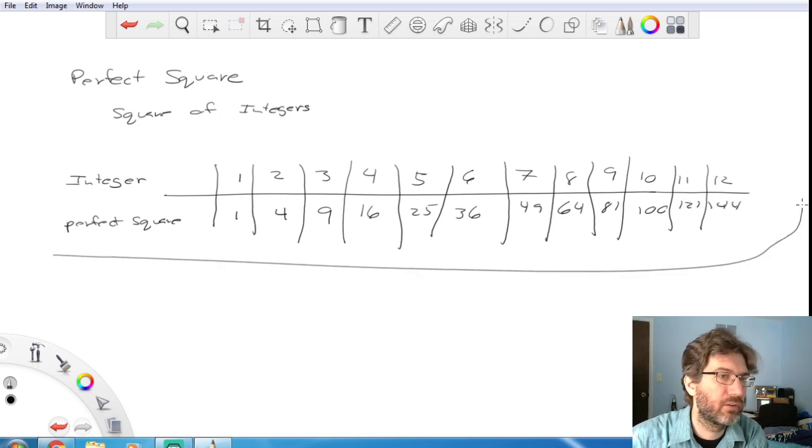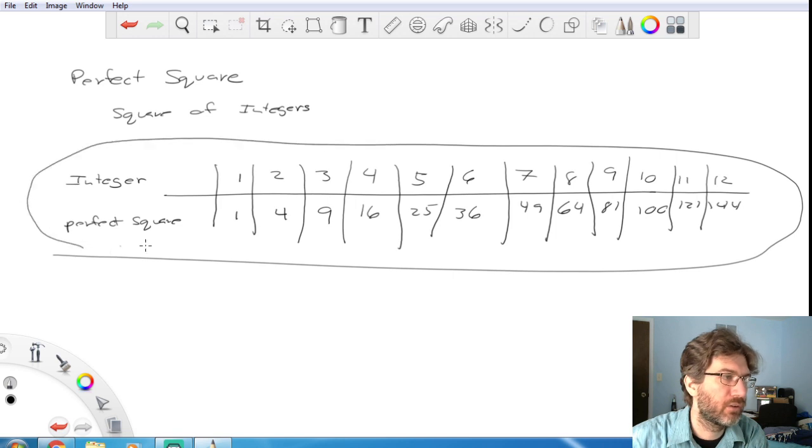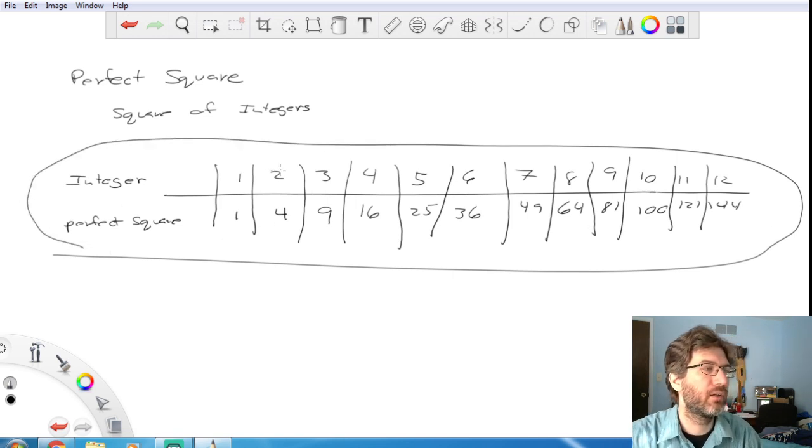This you need to memorize. You need to know your perfect squares. You should know them just by thinking of your times tables. What times itself is going to give me a number? Well, 6 times 6 is 36, so 36 is a perfect square. If you know those, doing square roots is not too difficult. It's just keeping some reasoning straight.